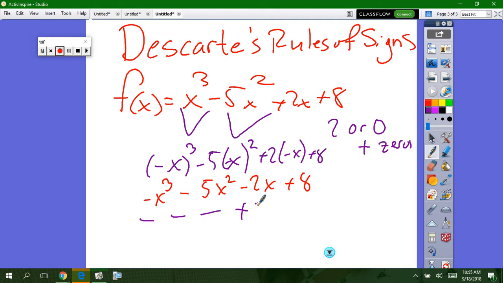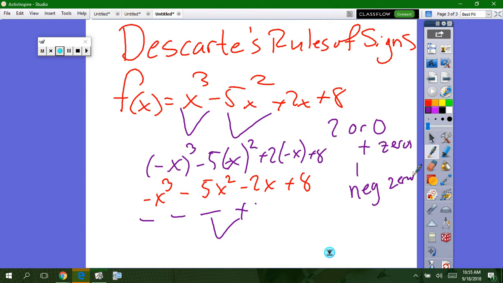Let's just go a little bit quicker, because if I replace an x with a negative x, the only times my sign is going to change is if it's raised to an odd power, right? Even powers will just absorb the negative, won't they? Does that make sense to everybody? How many sign changes on this one? There's one of them. So that means what? I have one negative zero.